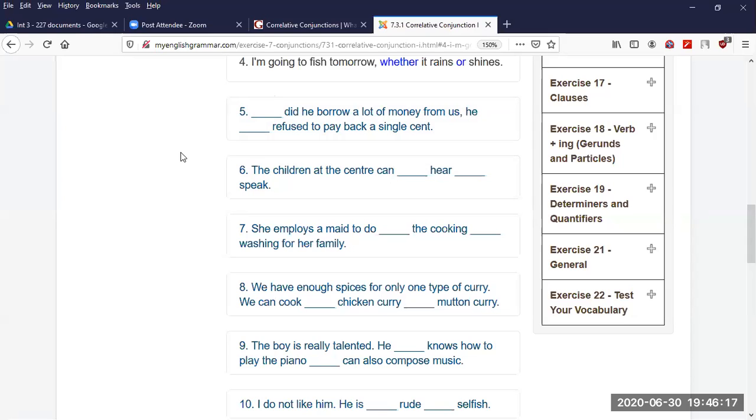Okay. So, did he borrow a lot of money from us? He refused to pay back a single cent. So the man borrowed a lot of money and then he refused to pay back the money. Remember I mentioned that this usage means we're quite incredulous. We can't quite believe what happened or what is true. So what do you think we use here?